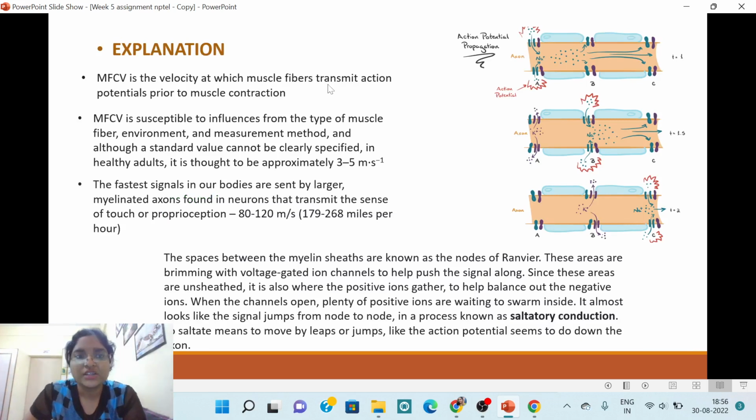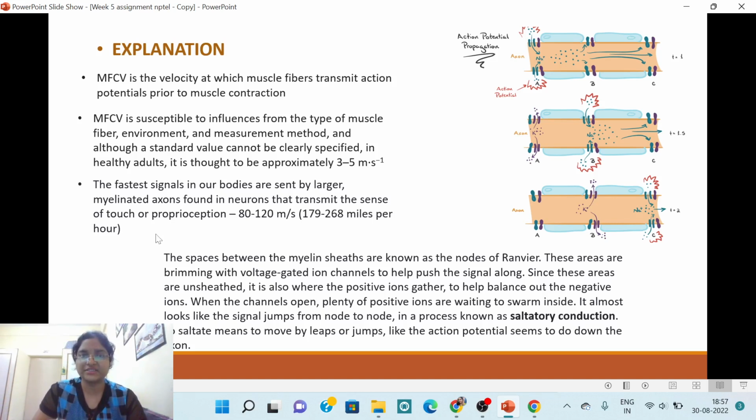We will see here. The muscle fiber conductance velocity is the velocity at which muscle fibers transmit action potentials prior to muscle contraction, right? And this muscle velocity is susceptible to the environment condition, the type of muscle fiber, the measurement of muscles. All of this depends and it varies from muscle to muscle in healthy individuals, but approximately the velocity, here we are seeing in meters per second, is 3 to 5 meters per second. This is the velocity of muscles.